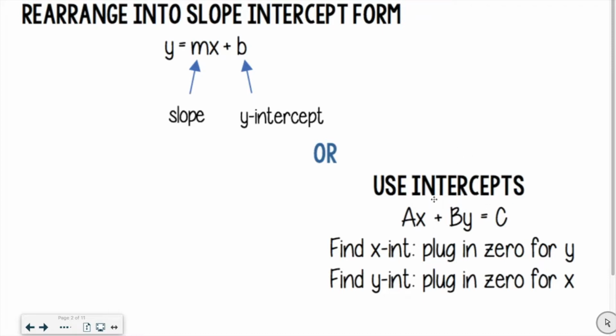So this is a shortcut way of doing it rather than having to solve for y. So if it's in this form already, use the intercepts. If it's not in that form, then put it into slope-intercept form and use your rise over run with your y-intercept. And I'll show you what that looks like in the next couple examples.